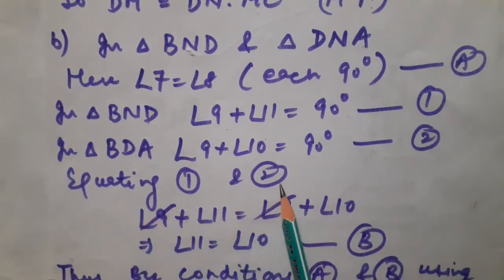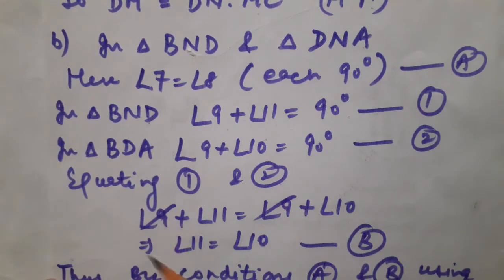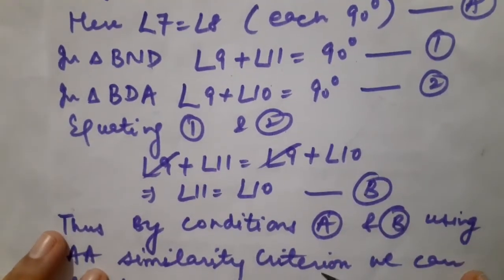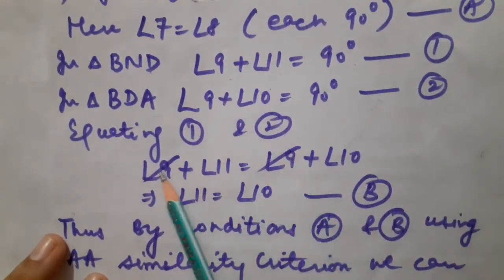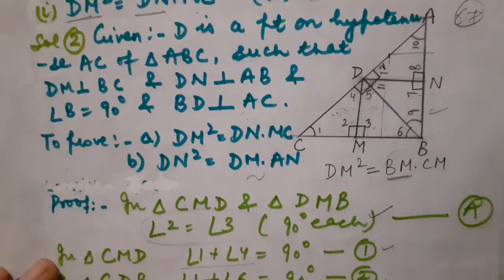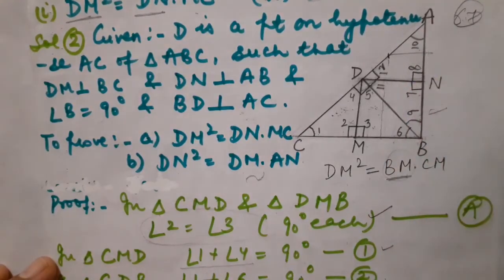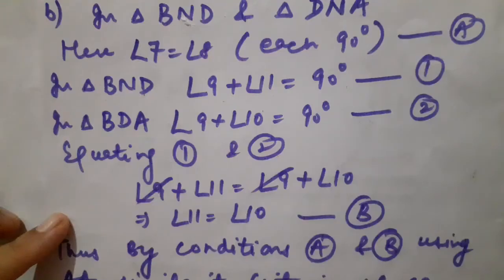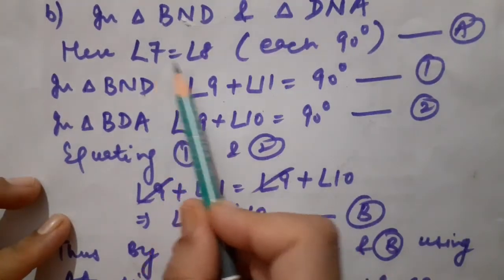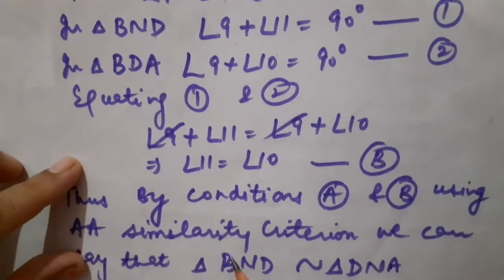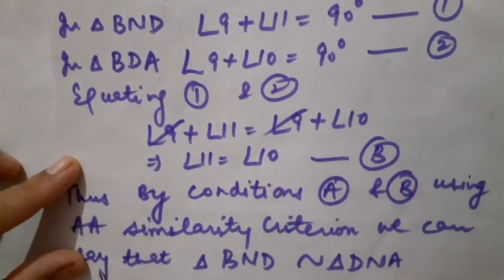Equating equation 1 and 2: angle 9 plus angle 11 is equal to angle 9 plus angle 10. Angle 9 and 9 are going to be cancelled. So angle 11 is equal to angle 10. Just look here in the diagram. Angle 11 is equal to angle 10. Correct? So now one condition is angle 7 is equal to angle 8. Another condition is angle 11 is equal to angle 10.